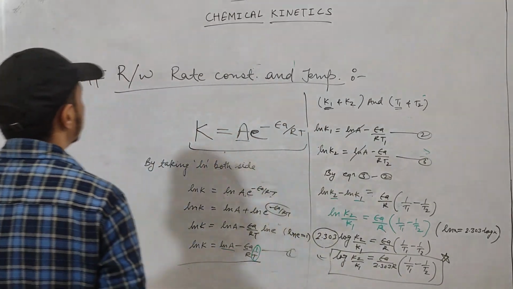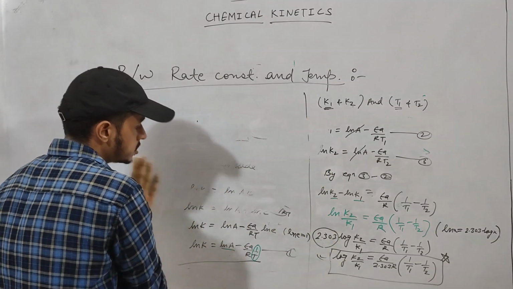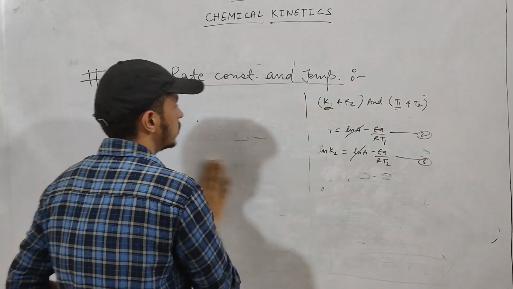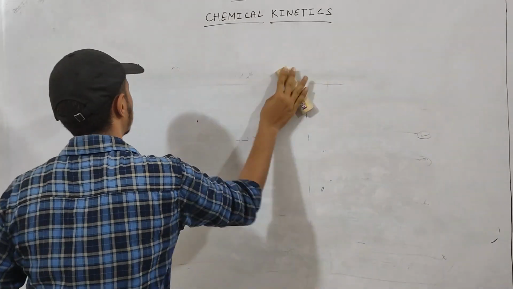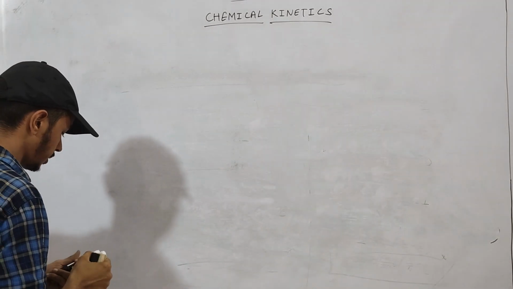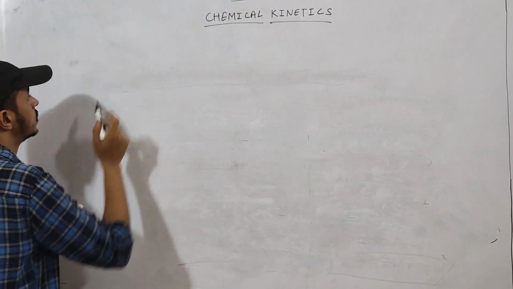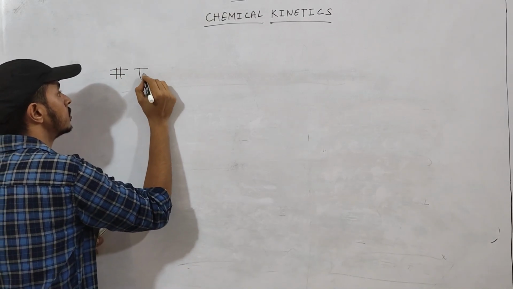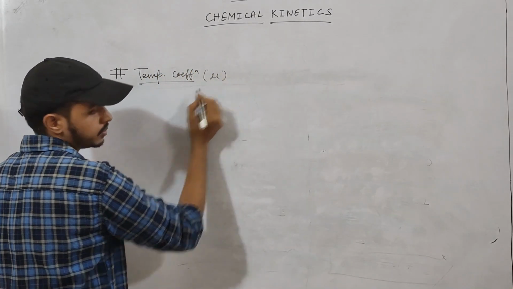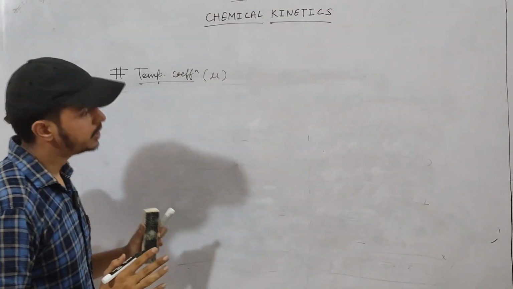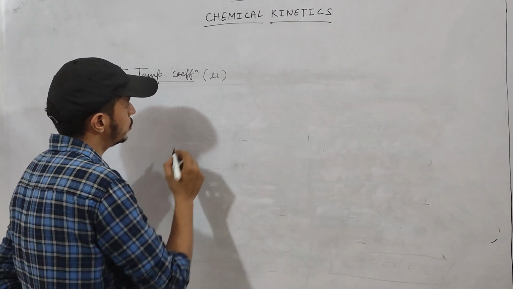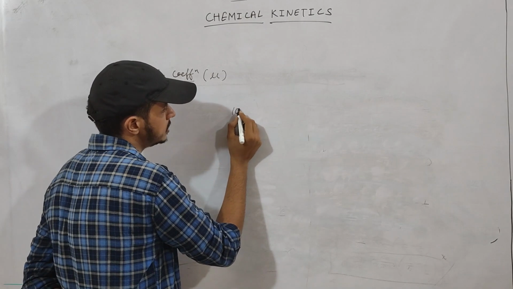So now we will discuss the next topic, which is temperature. What is temperature coefficient? Temperature coefficient is represented by mu. It is the ratio of rate constants at two different temperatures which have a difference of 10 degrees Celsius.